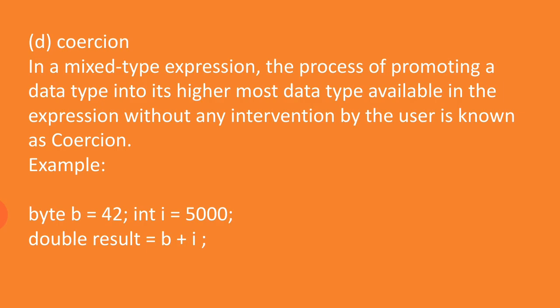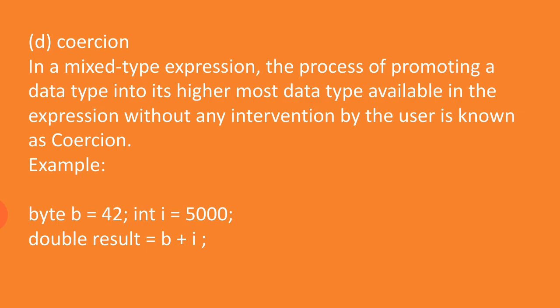So the final result's data type will depend upon which value is of the highest type, right? Without any intervention by the user, it is done automatically in the background. Here is an example: one variable b is of byte type, its value is 42. The other variable is of int type, that is I, value is 5000, and the result is stored in the variable result, which is of double type, and the expression is b plus I terminated by a semicolon.